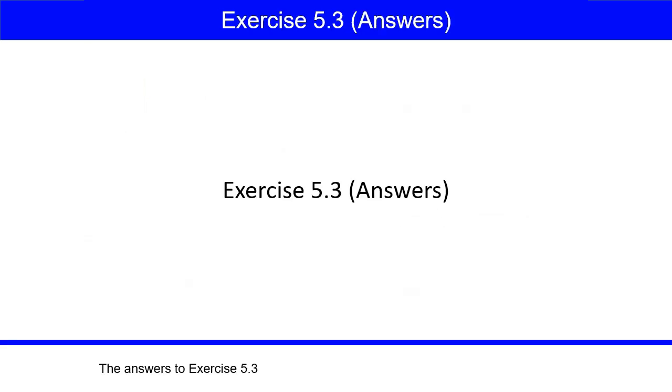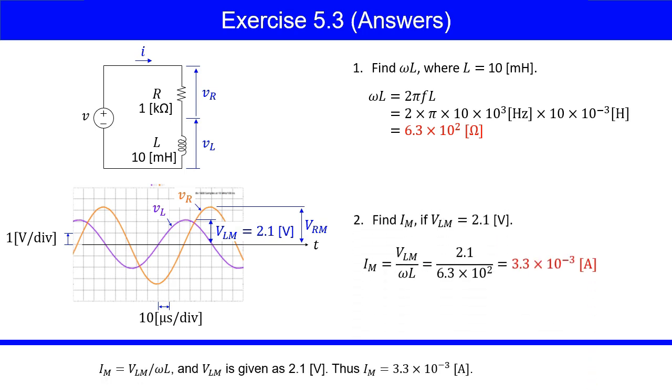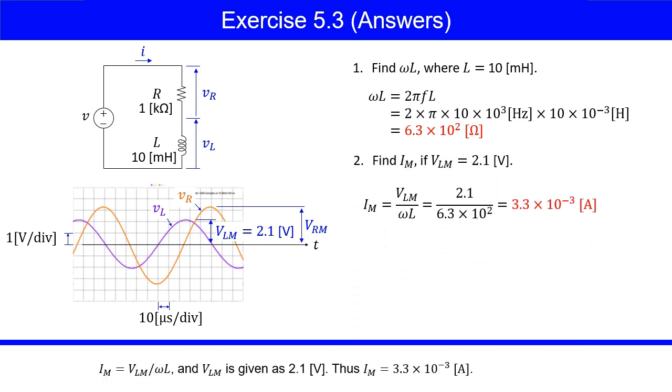The answers to exercise 5.3. Omega L equals 2 pi fL, and it is calculated to be 6.3 times 10 to the power of 2 ohms. The answer is rounded to two significant figures. Im equals VLm over omega L. And VLm is given as 2.1 volts. Thus Im equals 3.3 times 10 to the power of negative 3 amperes.